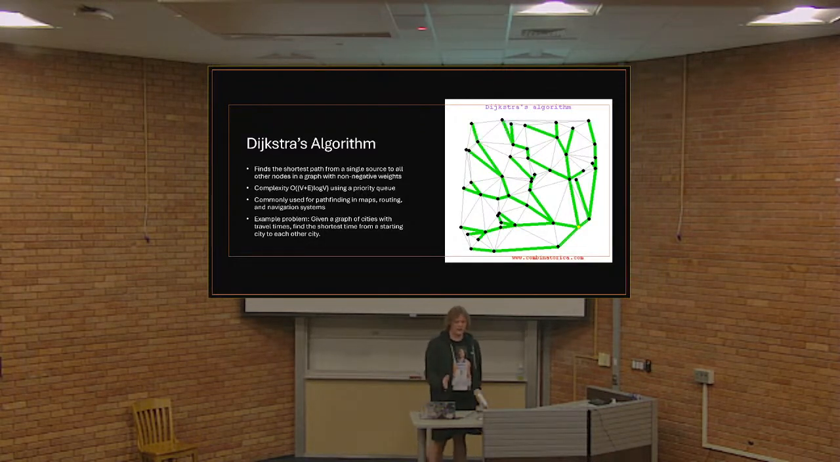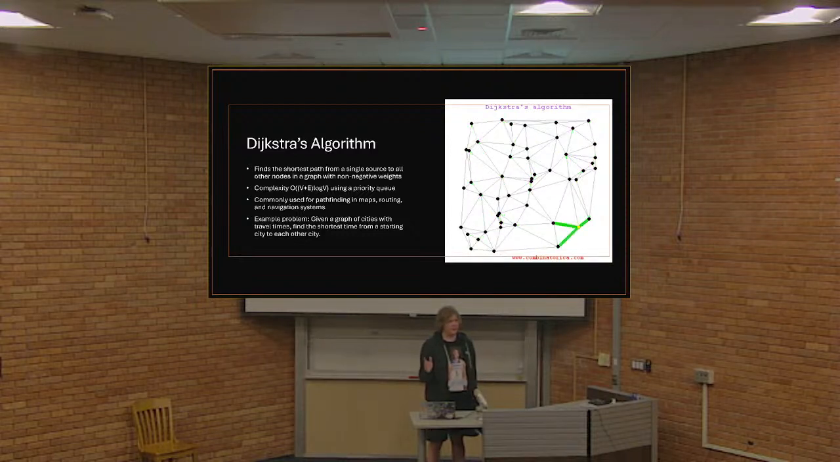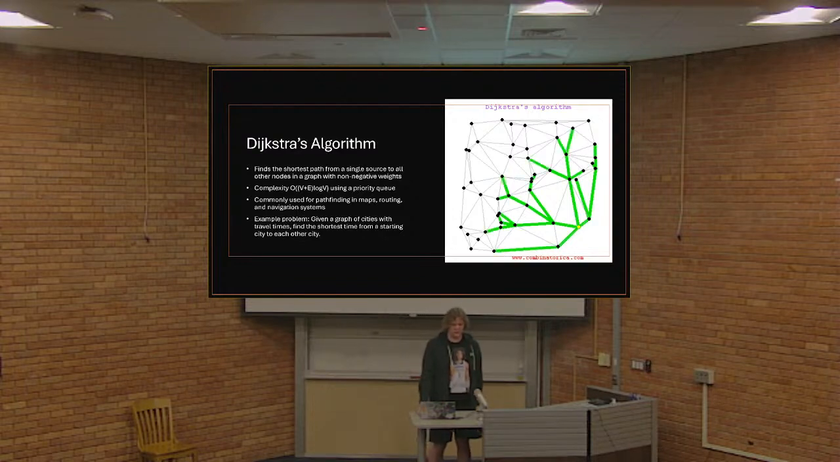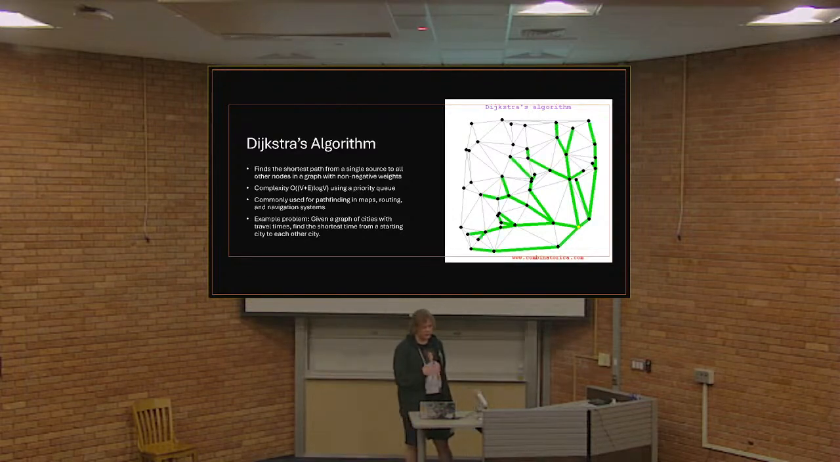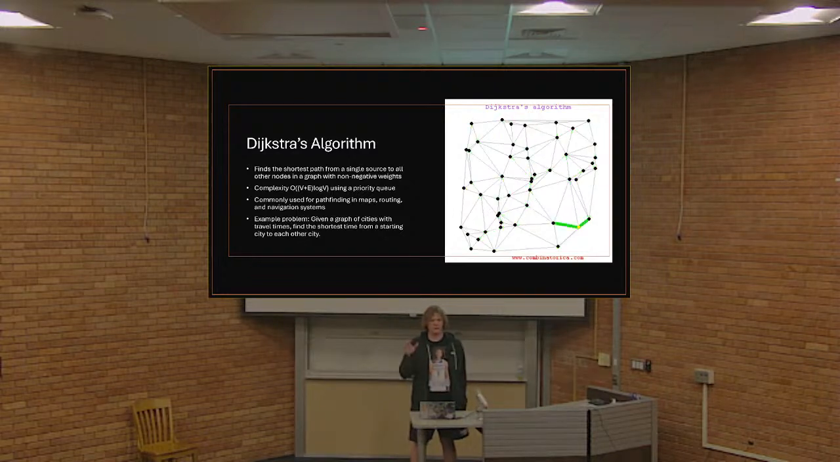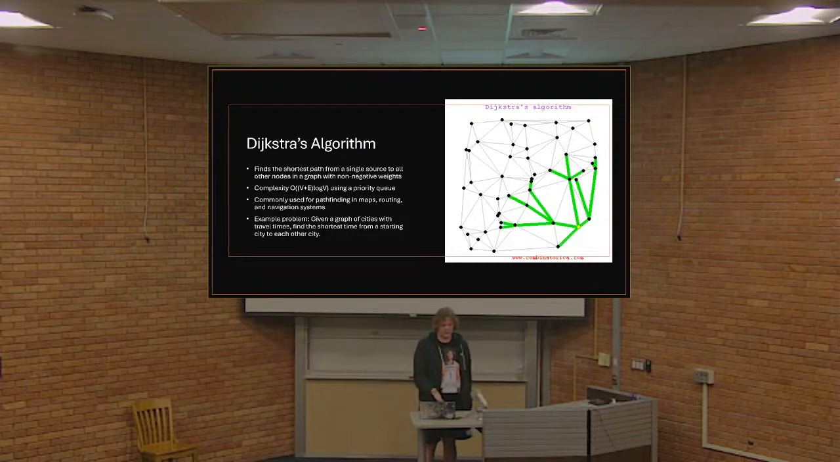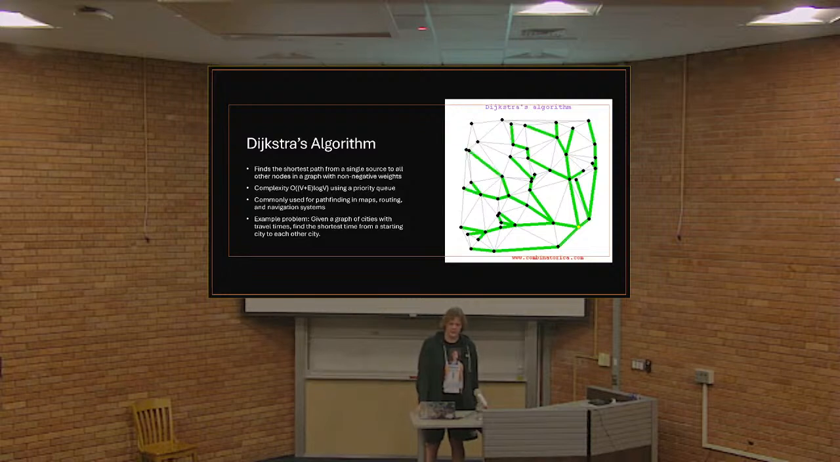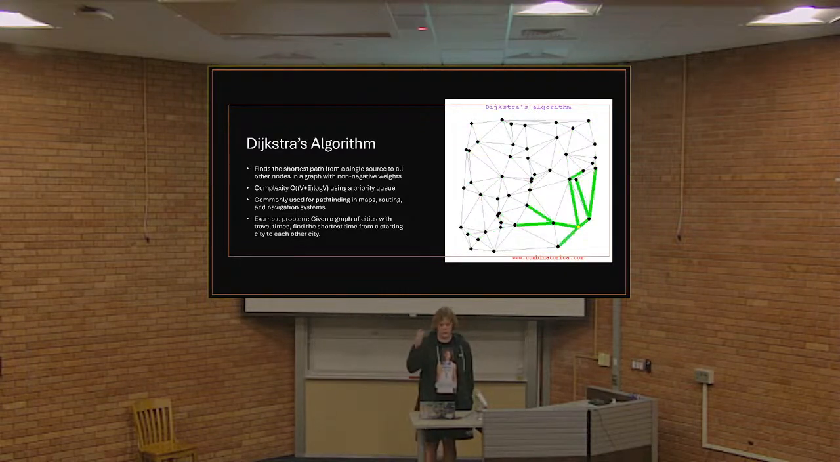This algorithm is commonly used for pathfinding in maps because you need to be able to find all of the distances, right? An example problem would be, given a graph of cities with travel times, find the shortest time from a starting city to every other city in the graph. So if you see something like each other city or every other, it's probably pointing you to an algorithm like Dijkstra's, because this is the algorithm that finds the shortest path from one node to all the other nodes.